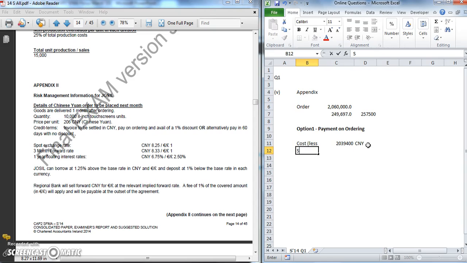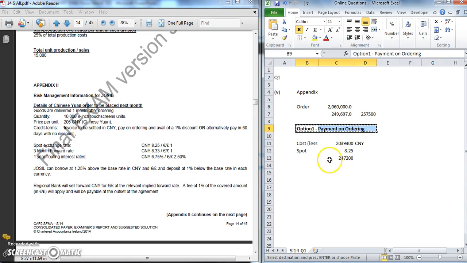What's the spot rate? Because if we pay today, we'll use the spot rate of 8.25, the information we're told in the question. So that means in today's terms, it's actually going to cost us 247,200 euro. So we know if we go payment on ordering, that's how much it's going to cost, and there's no FX risk. So that's your first, again, fairly straightforward one. Usually it's helpful to start with the easier one first, be it the unhedged option or the payment on ordering. So we look at option 2 now.